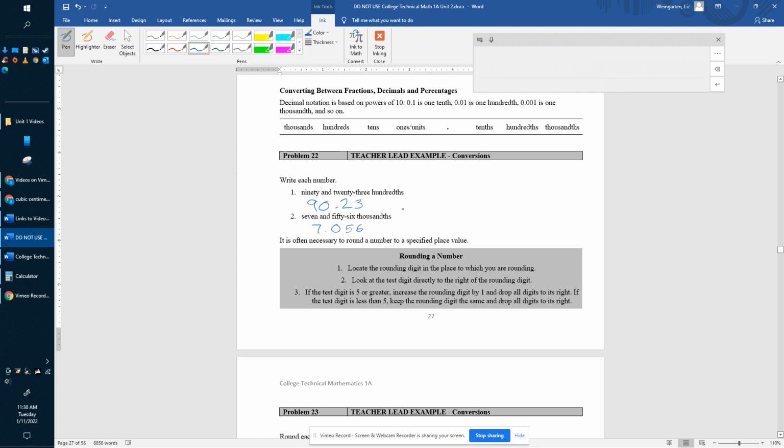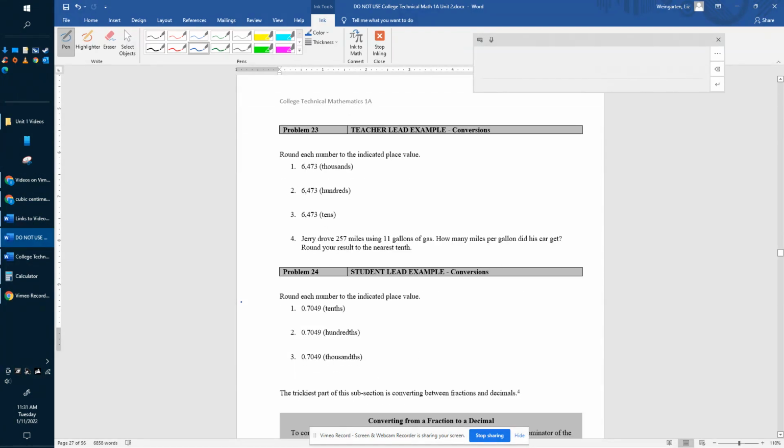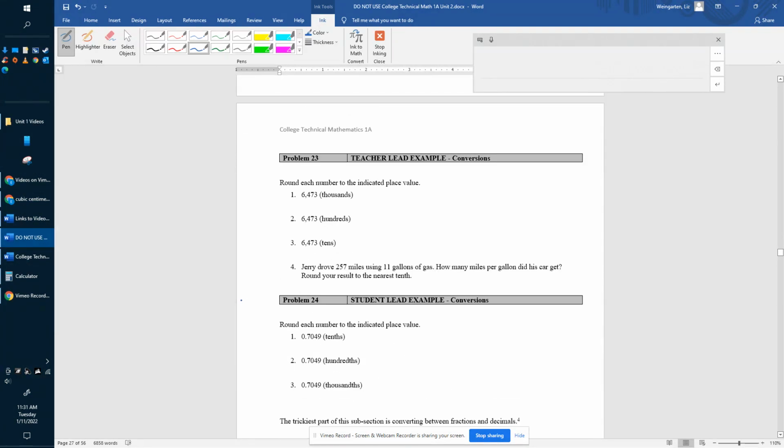Rounding numbers. This should be a review for most of you. When we are told to round a number, just identify the place that you're wishing to round to. Look at the number immediately to the right. No further, just immediately to the right. And if it is 5 or larger, round up. If it is 4 or smaller, keep it the same. Let's do a few examples together.